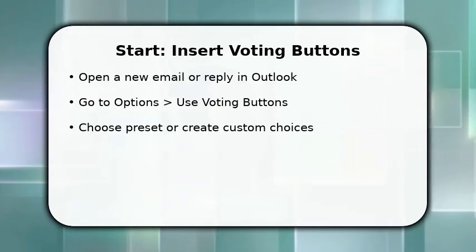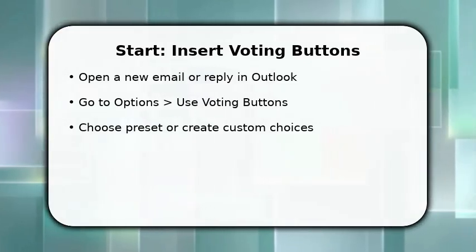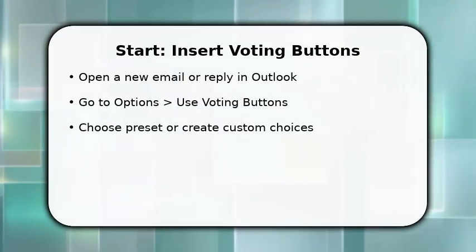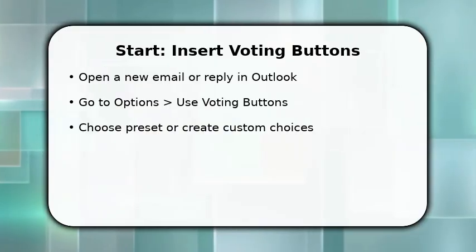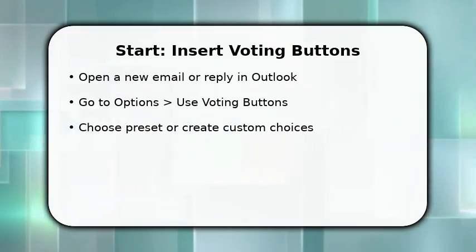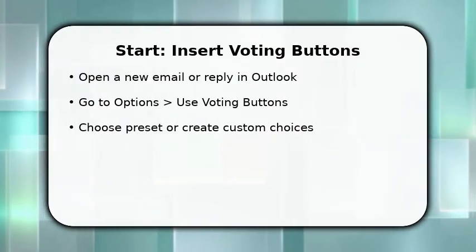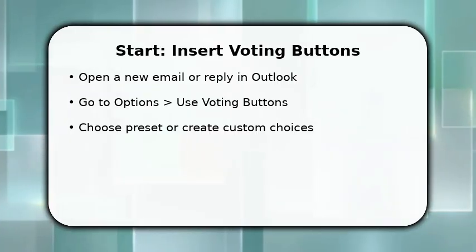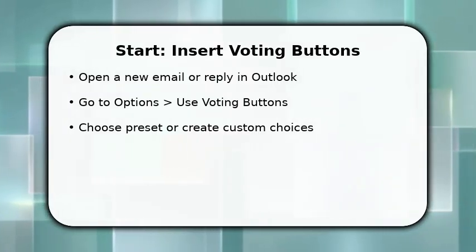Enjoy the video. You begin by composing the message where you need responses. Click Options, then use voting buttons. This embeds clickable choices into the email so recipients can reply with one click. Once done, select a preset like Approve, Reject, or click Custom to type your exact options separated by semicolons.